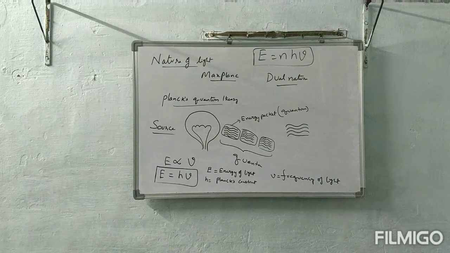Now each energy packet's quantum energy is directly proportional to the frequency of the light. E is directly proportional to nu. When nu increases, E also increases. Then by removing the proportionality, we can introduce one constant. E is equal to h nu, where h is equal to Planck's constant.